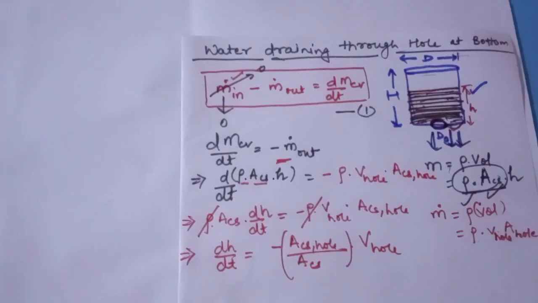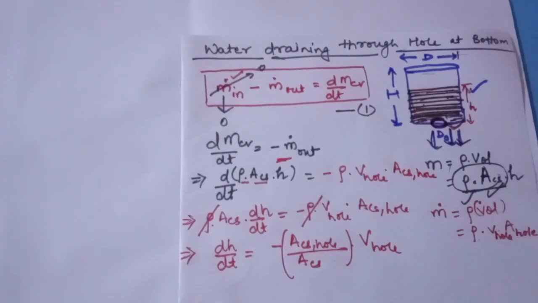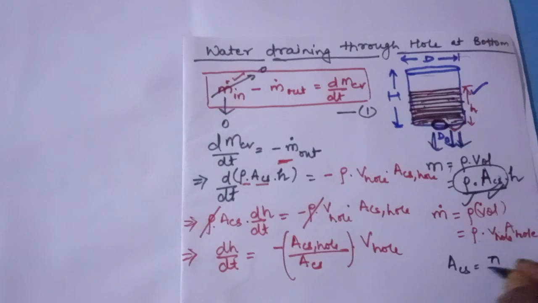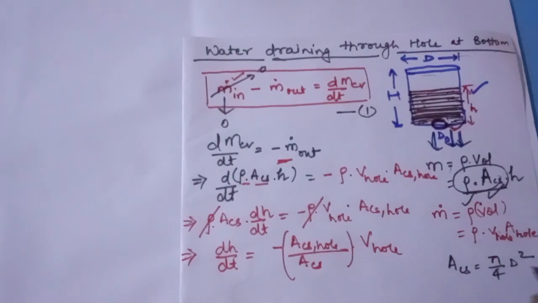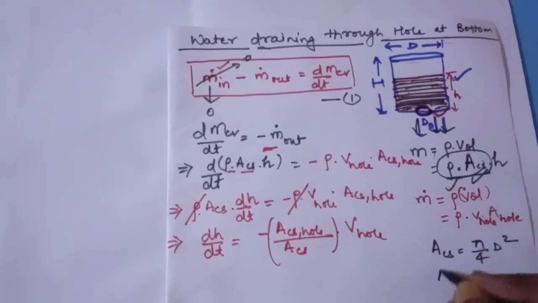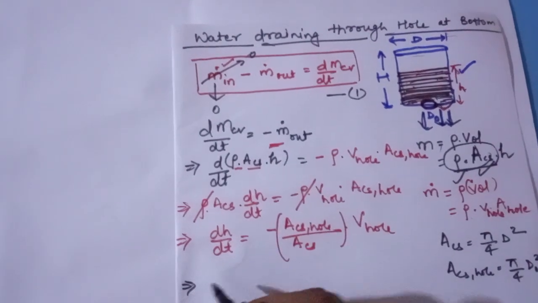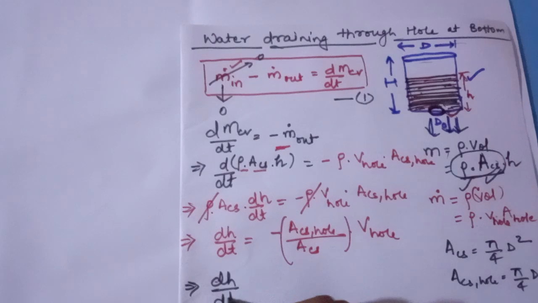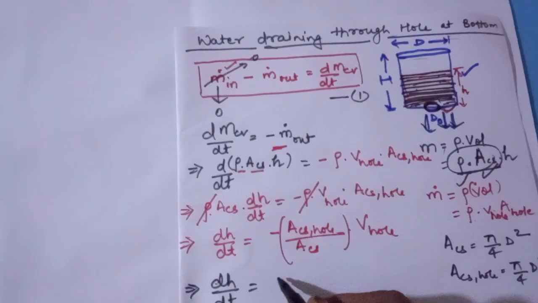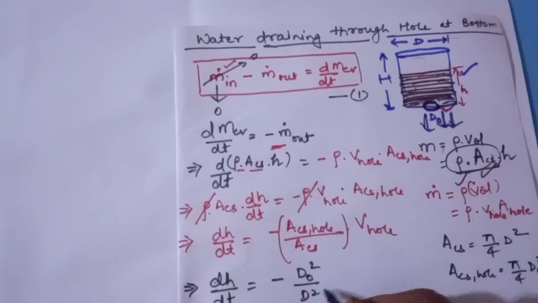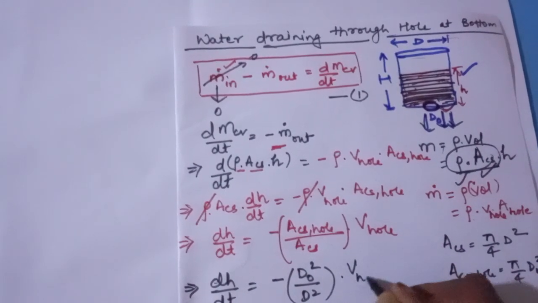Now for the tank, the area of cross section we can write as pi by 4 D square, because the diameter of the tank is D. Similarly for the hole, the area of cross section of hole we can write as pi by 4 d naught square. On division, it will become dH by dt is equal to minus of d naught square by D square into velocity at hole.